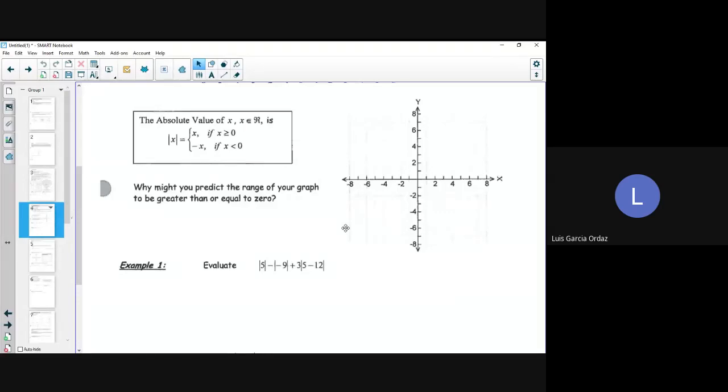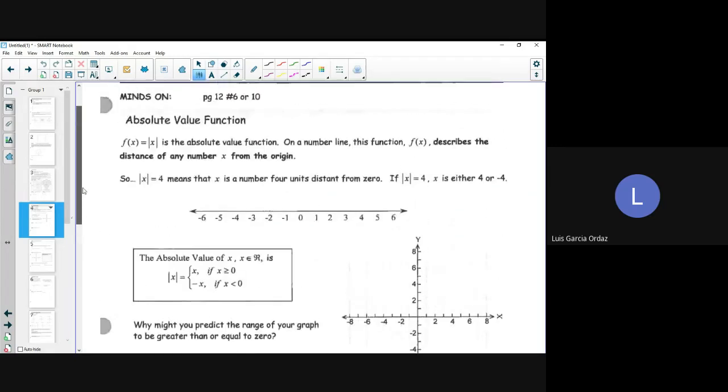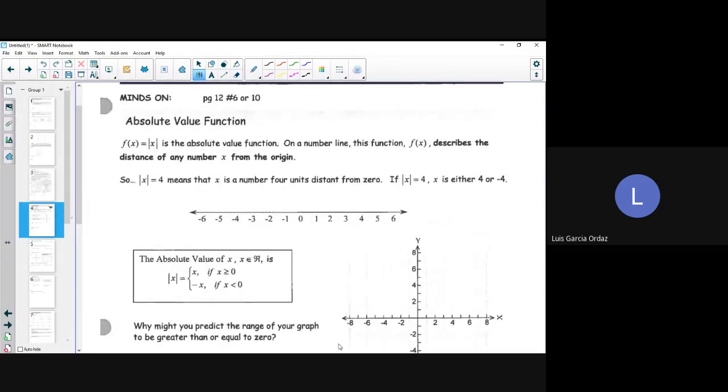All right, so I just realized that I forgot to record this in my regular class. So I'm going to record the first two examples for lesson 1.2, which is the absolute value function.